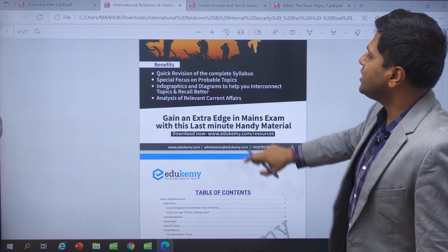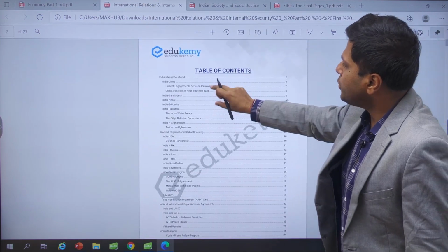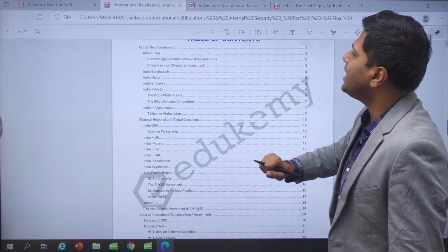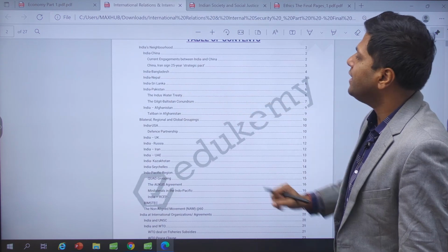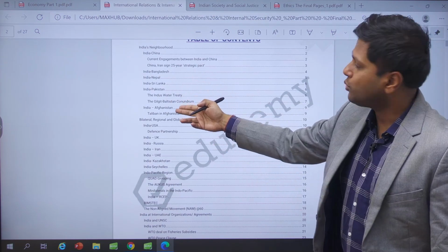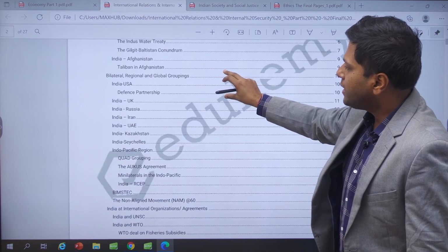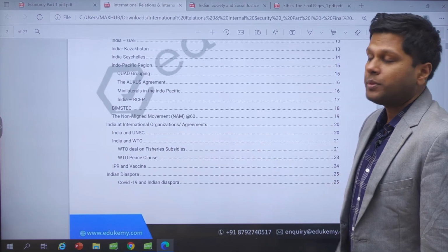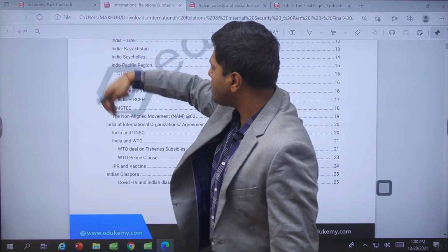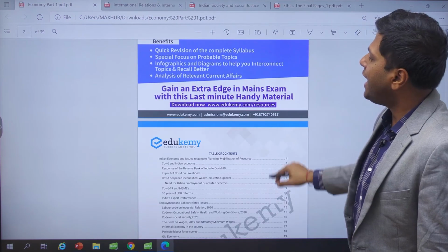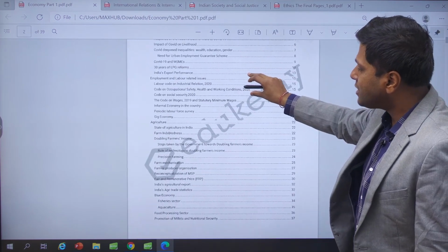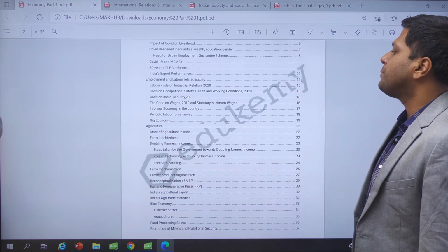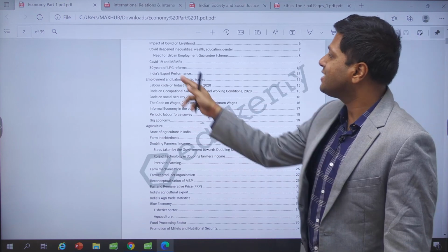Similarly, for IR, international relations, see the relationship between those countries which are important for India for now. See, Iran and China, right? India-Bangladesh, India-Nepal, India-Pakistan, Gilgit-Baltistan issue, right? Similarly, India-USA, India-Kazakhstan, UAE, right? Then we have WTO issues, all of them put at the same place, the peace clause as well over here. Similarly, for economy, you will have everything at one place that are relevant for this particular year. For example, India's agricultural export, the issue of MSP, doubling of farmers' income, farm indebtedness, 30 years of LPG.